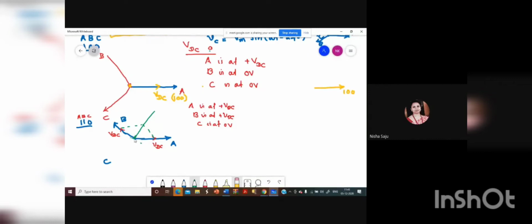Okay, so this is your C phase. As you can see, this is the inverse of the C phase. So the resultant will always be the inverse of C. Or you can say A plus B will be equal to what? Minus C. So how are you getting that A plus B is equal to minus C?